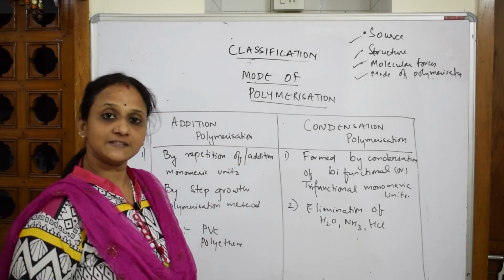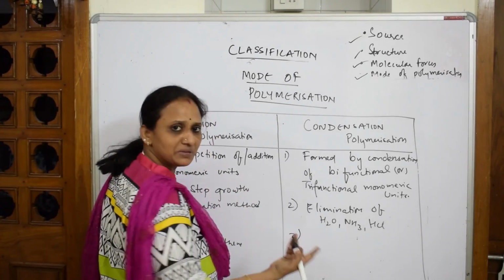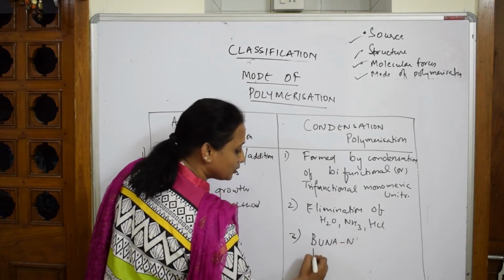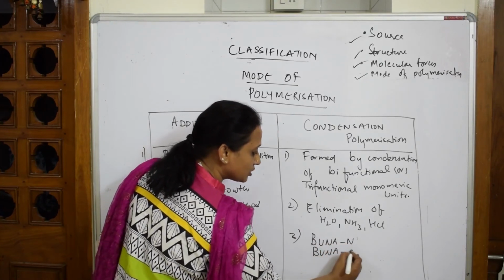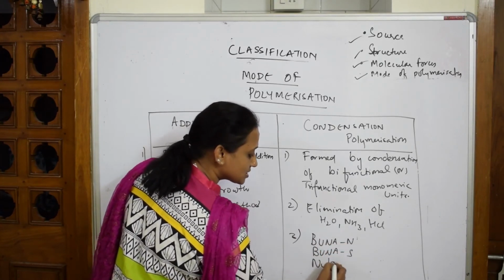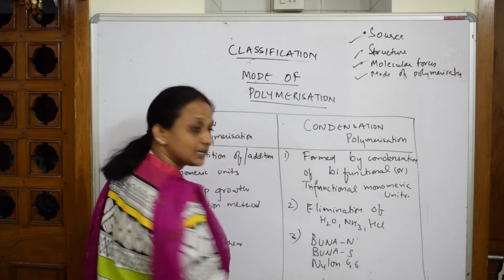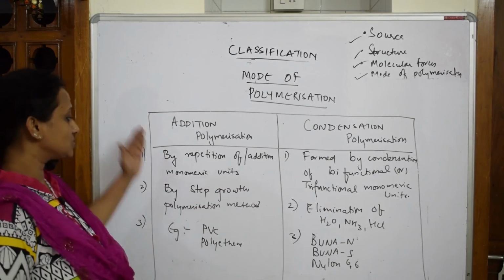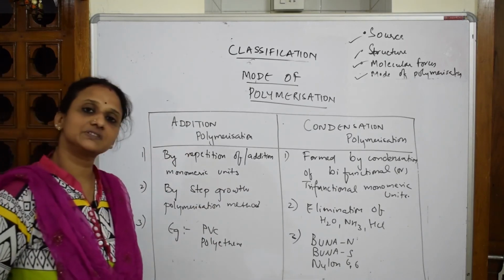When I have to write condensation polymerization, we have learnt many, isn't it? Buna N is a condensation polymer, Buna S is a condensation polymer, nylon 6,6 is a condensation polymer, right? So nylons, so many things I've already discussed. This is how you're going to write the differences in the exam.